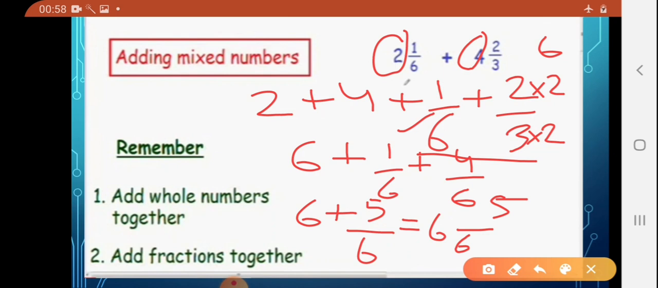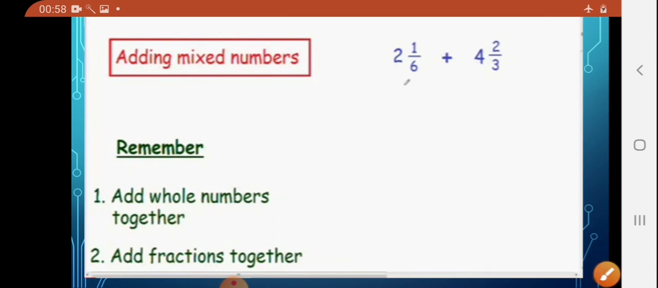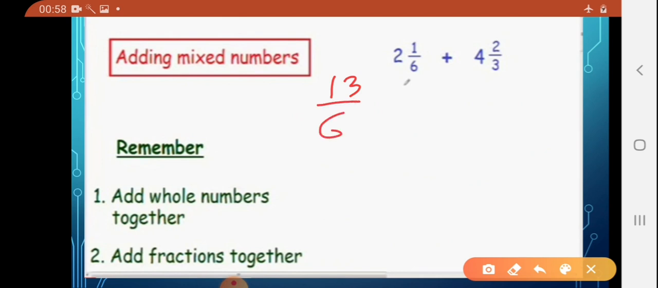Now there is another method which is given in your book. First you can change into improper fraction. 6 2s are 12, 12 plus 1, 13 upon 6. Plus 4 3s are 12, plus 2, 14 upon 3. Now what you will do?